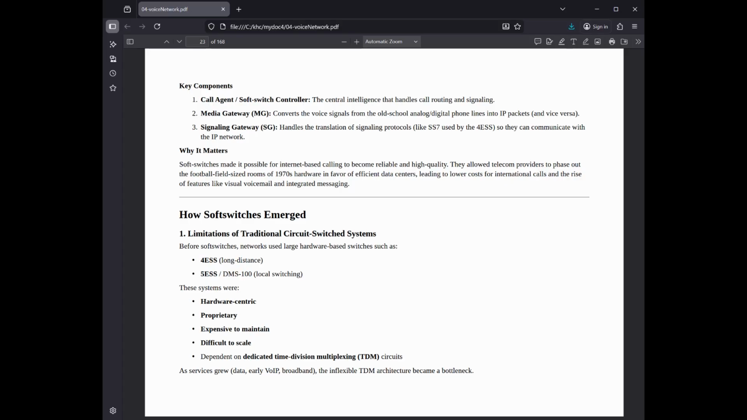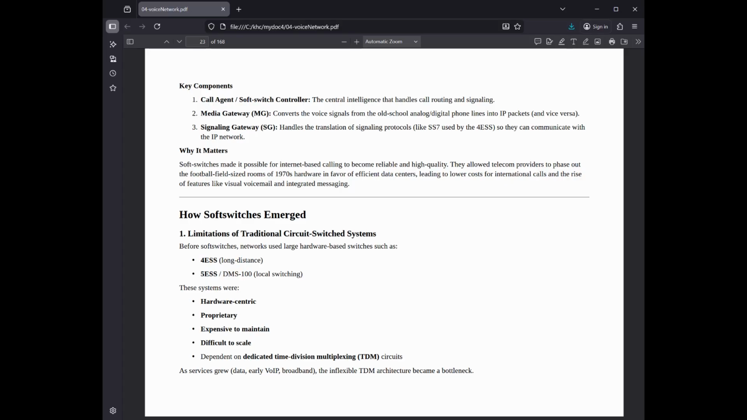Why it matters: soft switches made it possible for internet-based calling to become reliable and high quality. They allowed telecom providers to phase out the football field-sized rooms of 1970s hardware in favor of efficient data centers, leading to lower costs for international calls and the rise of features like visual voicemail and integrated messaging.